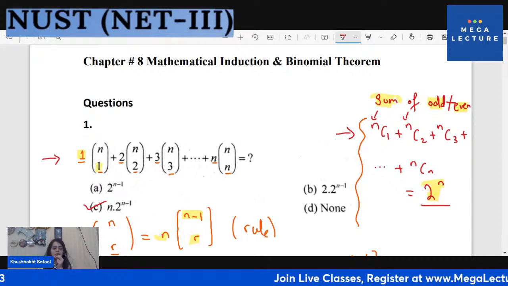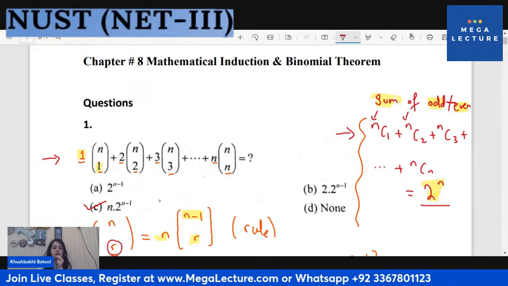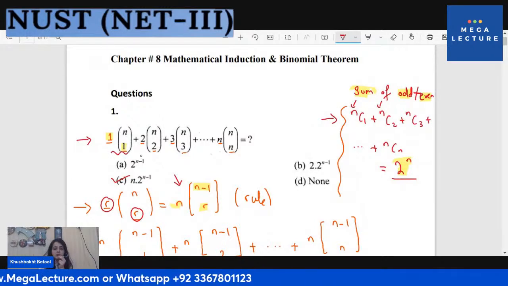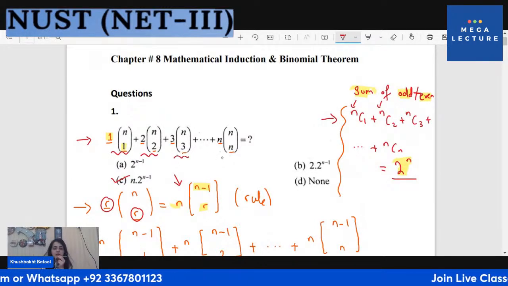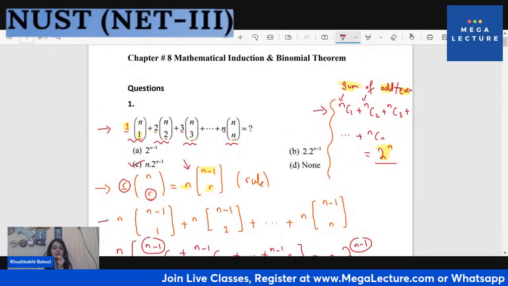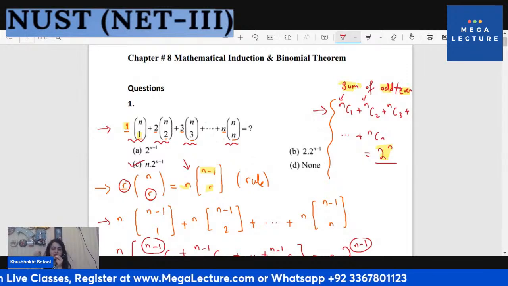Then whenever you have something of this type where you have r nCr, you can write it this way. For this one, the same thing was happening. So I just replaced the original question written in black with this orange line using the rule written with the red color.